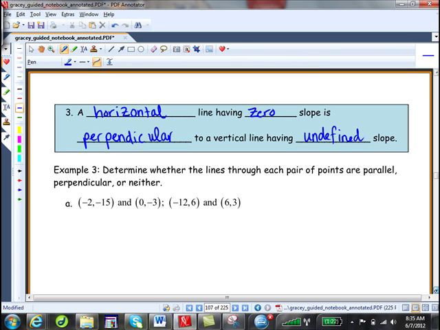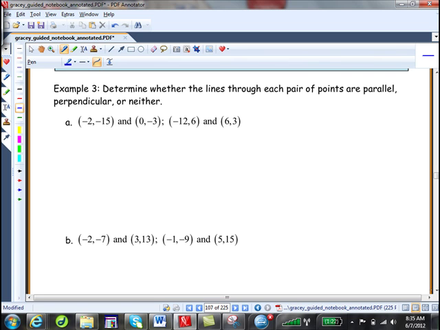So let's do the next example. Determine whether the lines through each pair of points are parallel, perpendicular, or neither. What you have to do is crunch out the work. You have to get the slope for each pair of points that are on those lines, and then use the information that we just discussed to decide if they are parallel, perpendicular, or neither. So here we go.